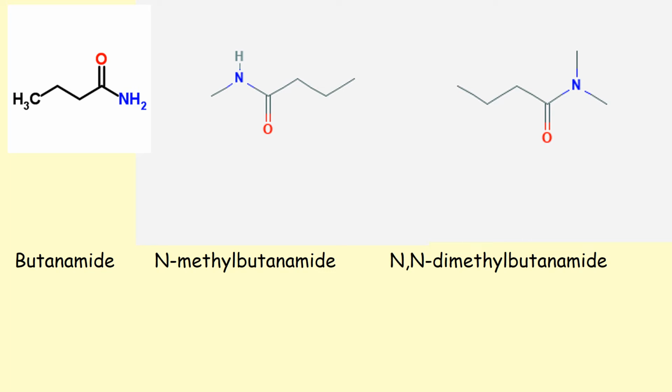This is N-methyl butanamide. Okay, so N is attached to a methyl group on the left, and on the right you can see the 1, 2, 3, 4 carbon atoms. It's a butanamide. And then finally you've got your tertiary amide. So the first one is a primary, second one is a secondary, and the third one has nitrogen atom attached to 3 carbon atoms. So it's going to be N,N-dimethyl butanamide.